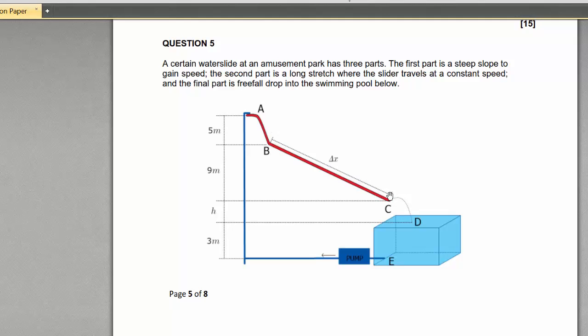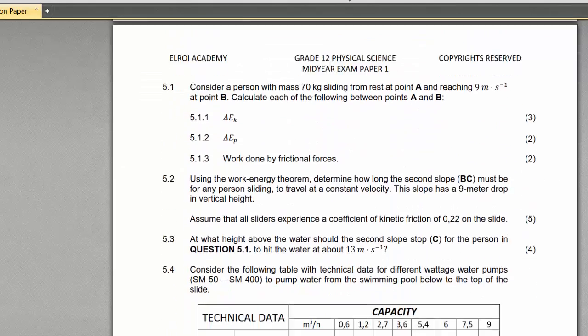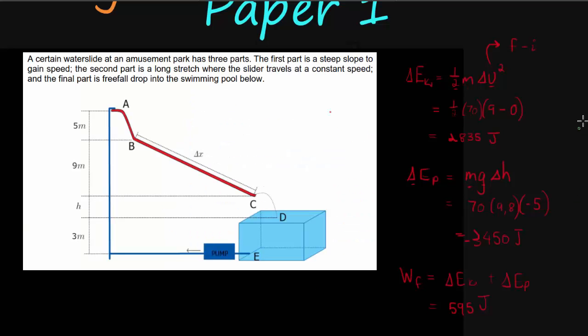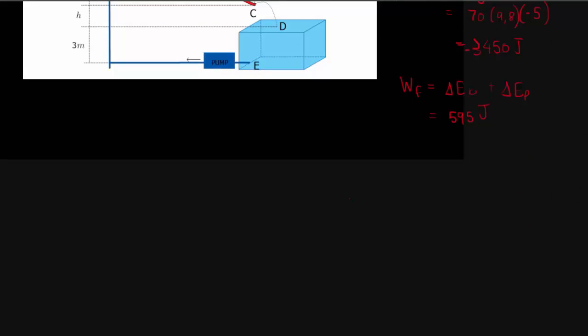How long should it be so that any slider, and that's any slider, in other words, mass is not going to have an effect. The only thing they tell us is assume that all sliders experience a coefficient of kinetic friction of 0.22 on the slide. Okay, so first of all, they asked us to use the kinetic energy theorem.